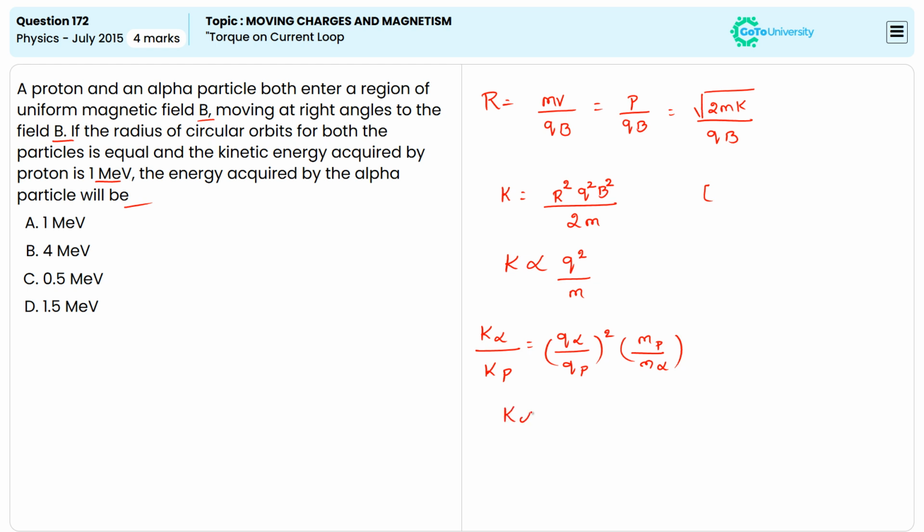Then K of alpha is equal to Q alpha by Q proton, we can take the ratio as 2 by 1, whole square, into mass of proton by mass of alpha, that is 1 by 4, into 1 mega electron volt. We can write multiplied by 1. Then K alpha is equal to 4 into 1 by 4 into 1. We get the answer K alpha is equal to 1 mega electron volt. Option A is the right answer here.